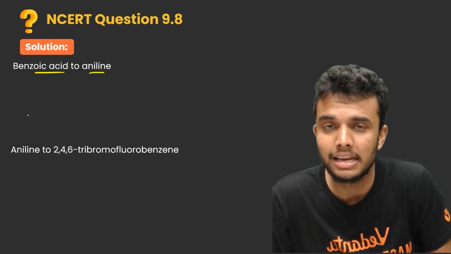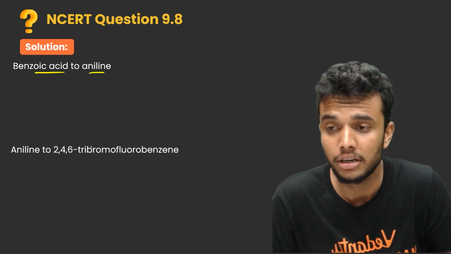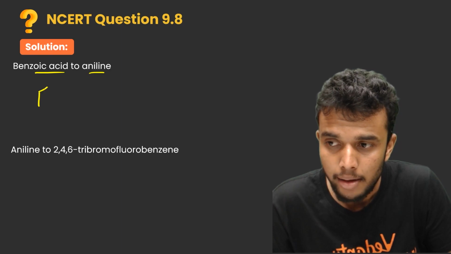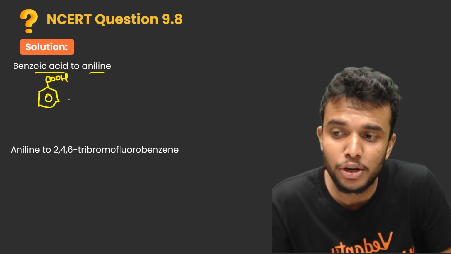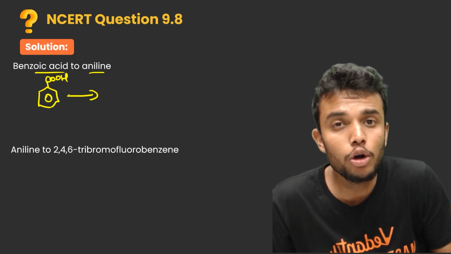Benzoic acid to aniline. It's nothing but the reverse of the first question, the reverse of the first conversion. Okay, what is the structure of benzoic acid? This is right. The first step is very simple. We need to convert benzoic acid to the chloro-substituted compound.